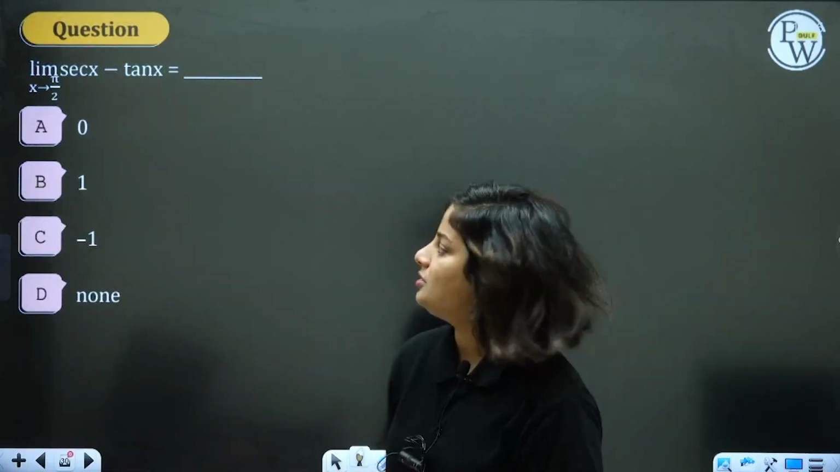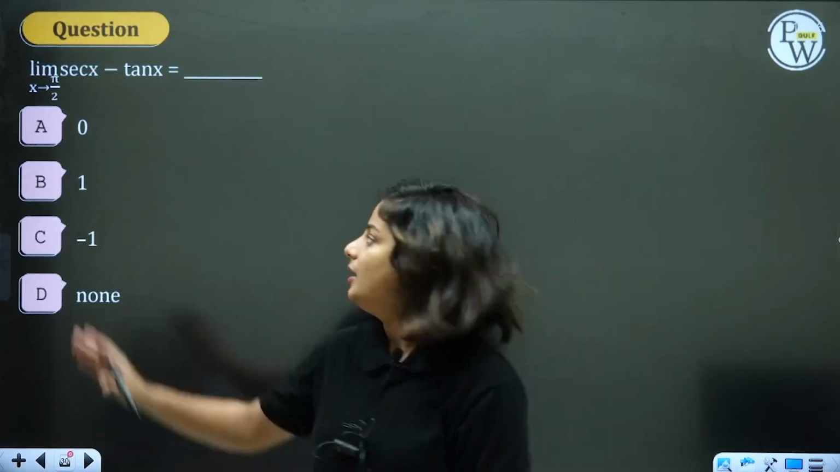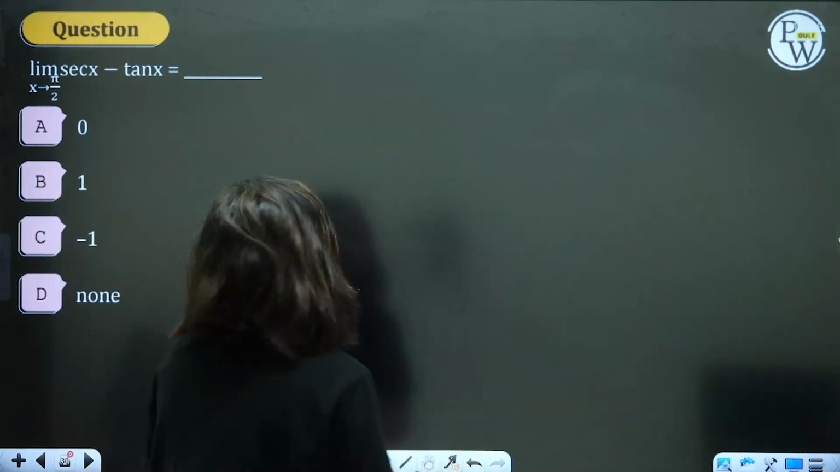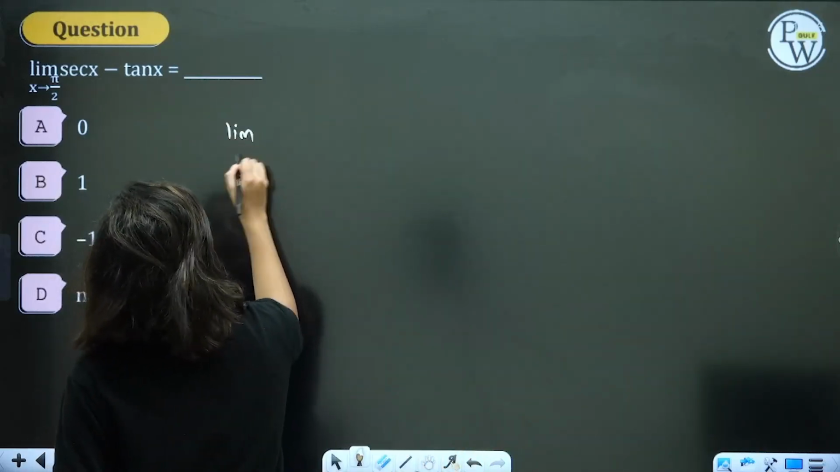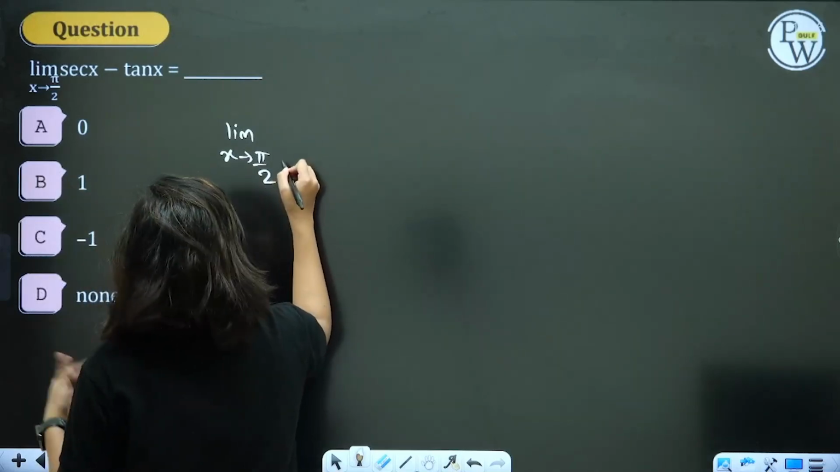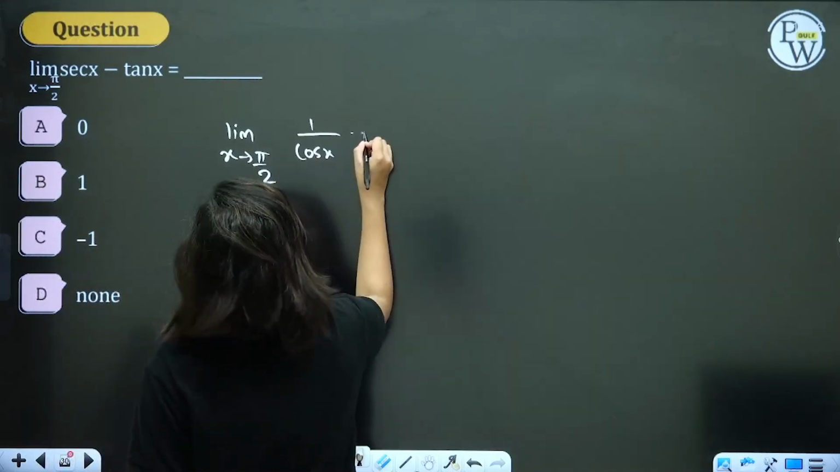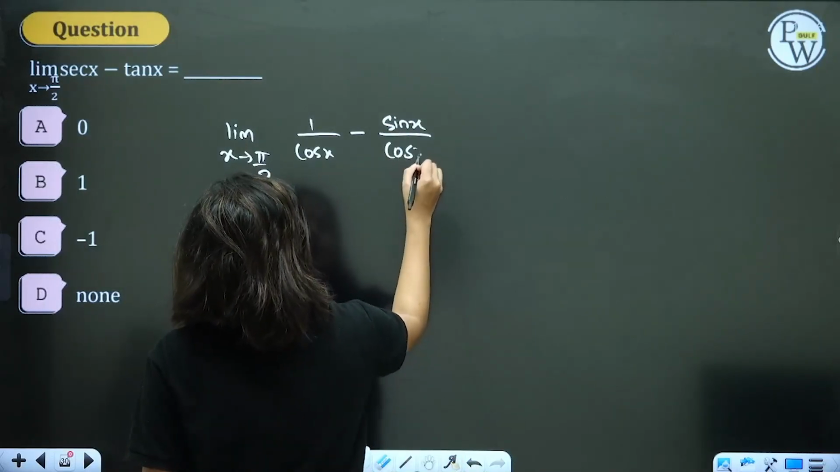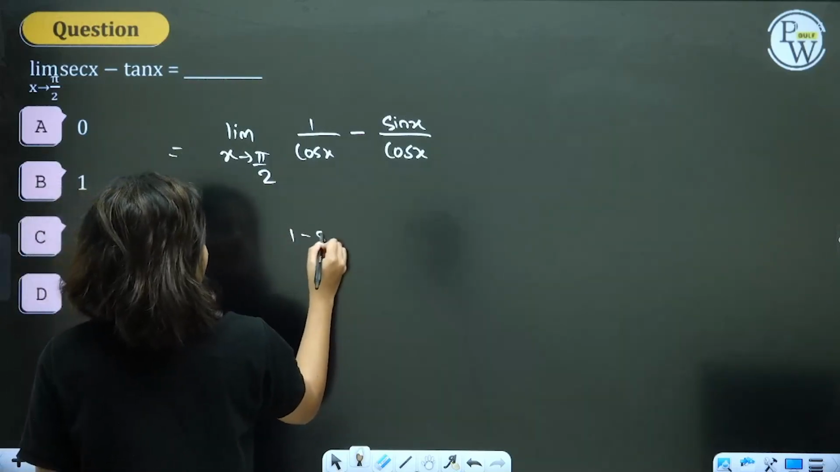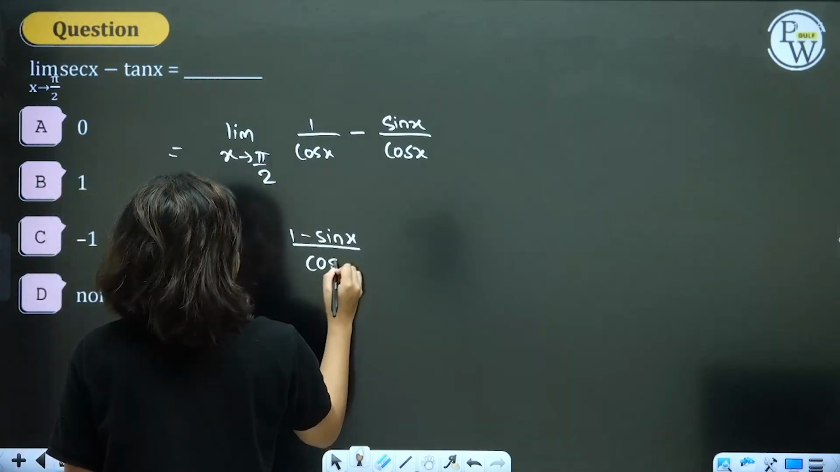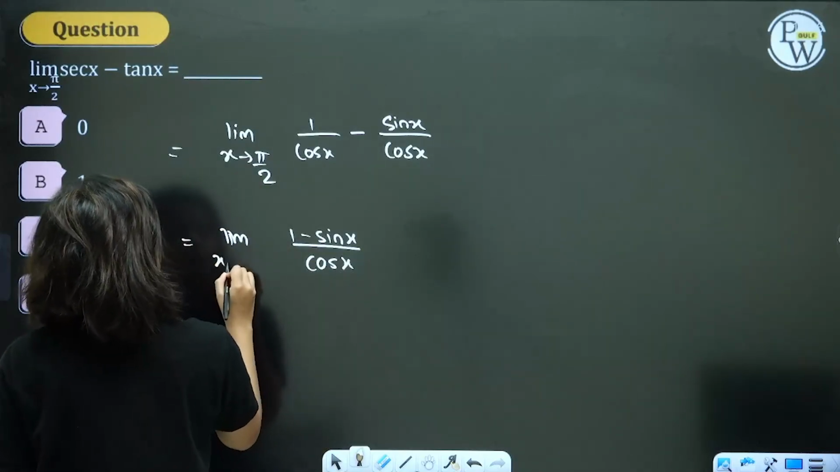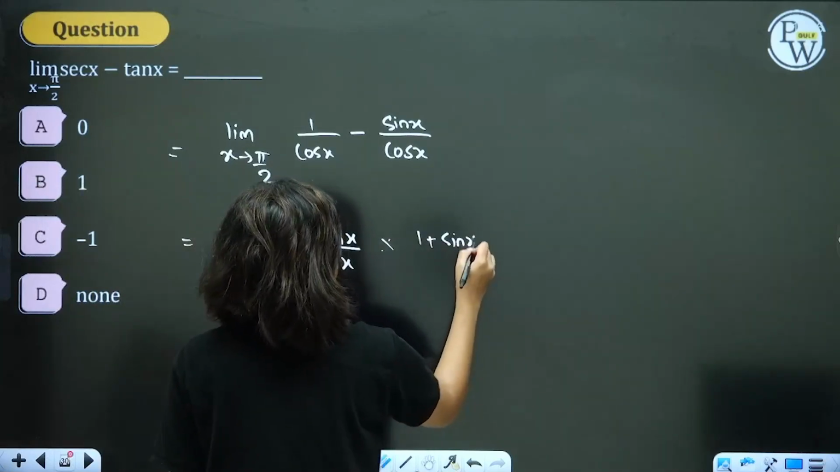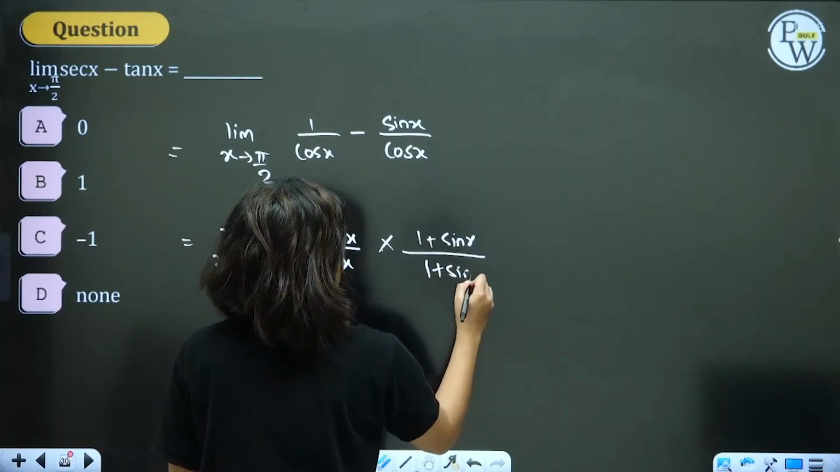Next, a very easy question: sec x minus tan x, limit x tends to 90. If you put directly sec 90, tan 90, it's infinity minus infinity, indeterminate. So, what to do? Either you can rationalize, which will give you the answer, or you can open up. This is 1 minus sin x upon cos x. And now you can rationalize. You could have rationalized directly, or now multiply by 1 plus sin x upon 1 plus sin x.